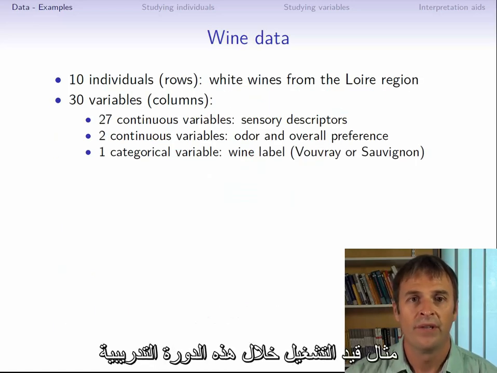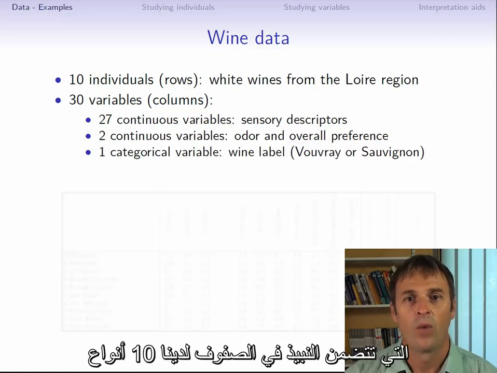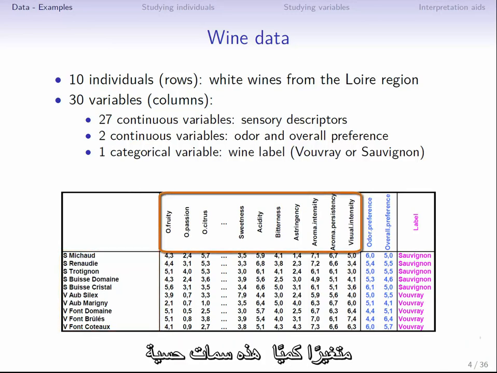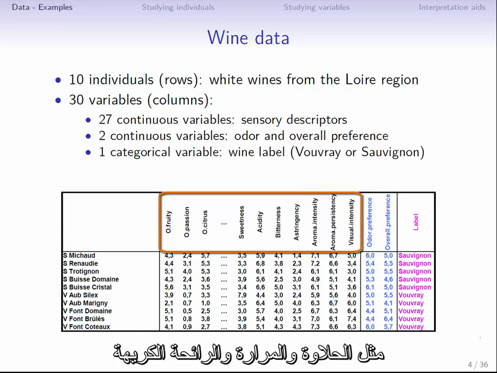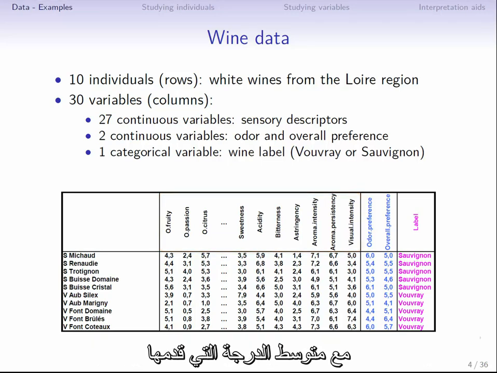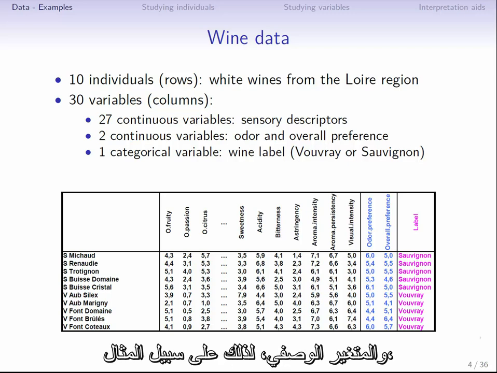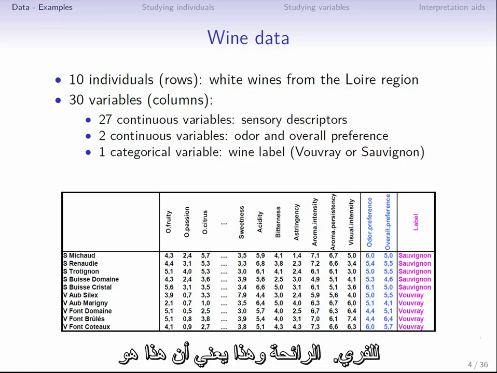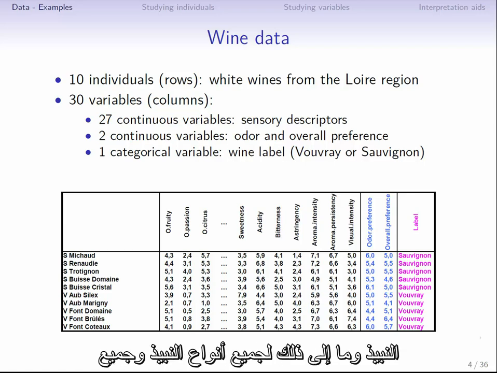We are going to work with a running example throughout this course involving wine. In the rows, we have 10 wines, and in the columns, 27 quantitative variables. These are sensory attributes like sweetness, bitterness, fruity odor, and so on. The values in the data table correspond to the average score given by several judges for the same wine and descriptive variable. So, for example, the wine S. Michaud has a mean score of 4.3 for the fruity odor. That is to say, this is the average over all judges. And so on for all wines and all variables.